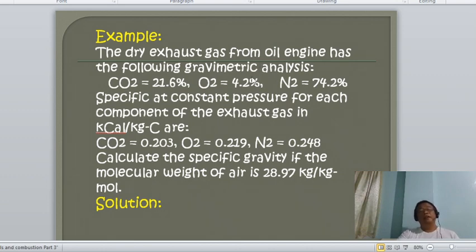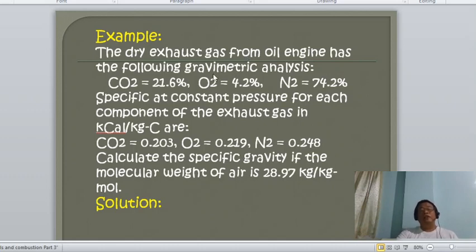Okay, so another example, which is more complicated than the previous one. The dry exhaust gas from an oil engine has the following gravimetric analysis: carbon dioxide is 21.6%, oxygen is 4.2%, and nitrogen is 74.2%.